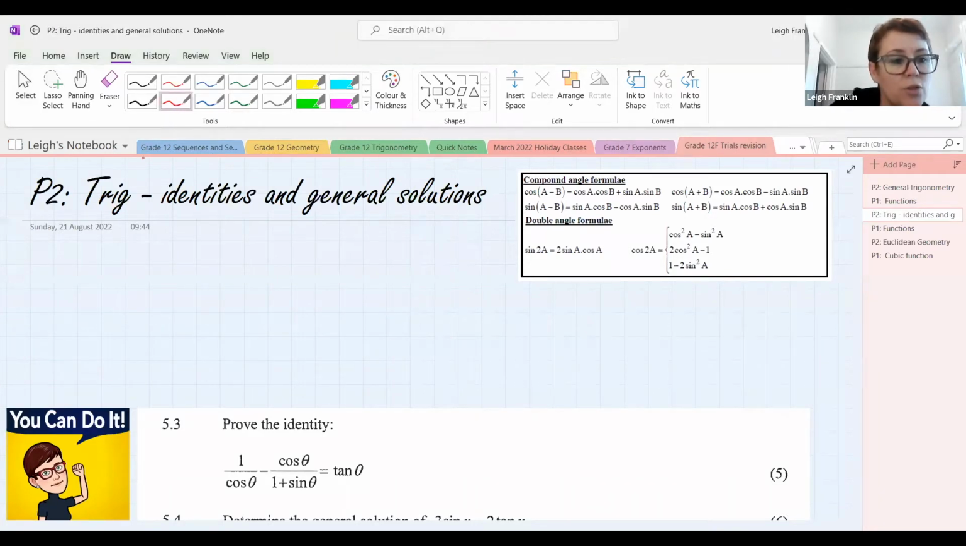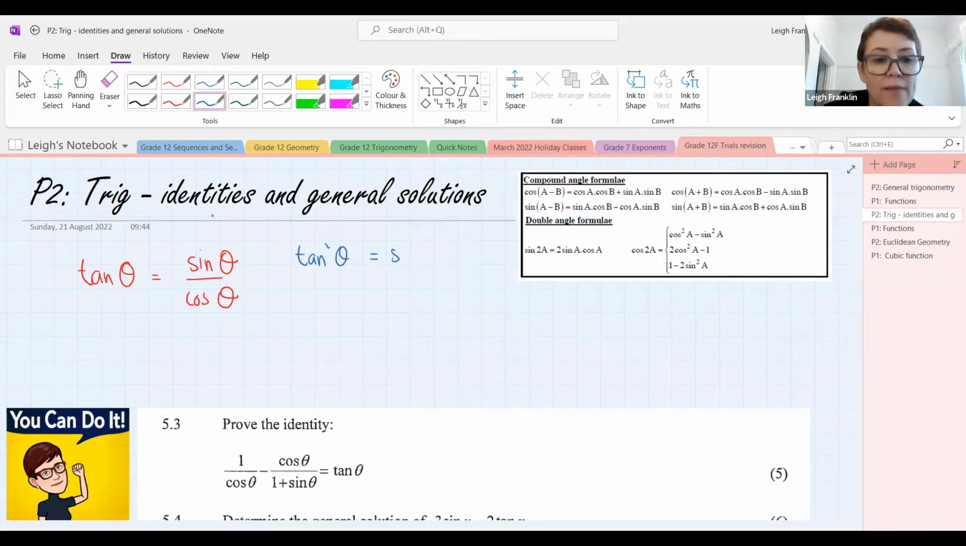The first one I wanted to talk about is the tan identity. So tan theta is equal to sine theta over cos theta. Whenever we're working with identities and general solutions, we would normally rewrite tan theta as sine theta over cos theta. If they give you tan squared theta, then you would write that as sine squared theta over cos squared theta.